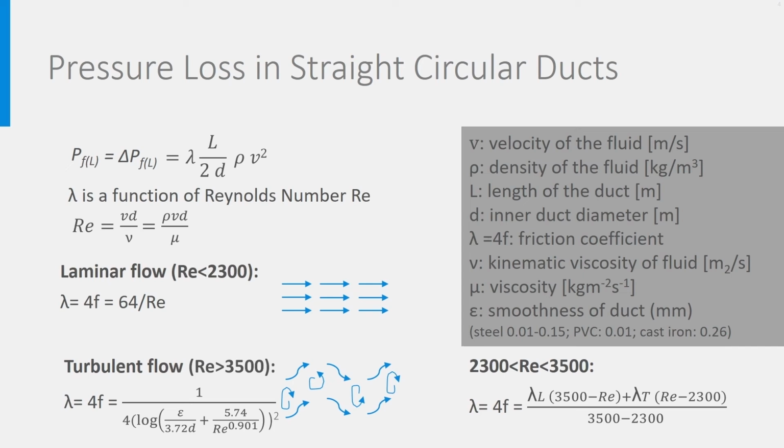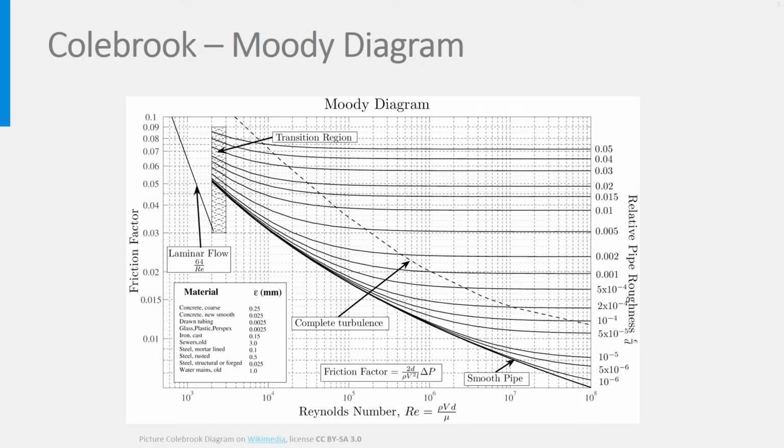There are also other formulas being used, like the one from Nikuradze or the Blasius equation. In the end, it does not give very different results. Finally, if you don't like these calculations, you can use a diagram like the one of Colebrook and Moody, who calculated it for you. You see on the left the line for laminar flow. It does not relate to the smoothness of the pipe. The other lines are for turbulent flow and depend on the smoothness.